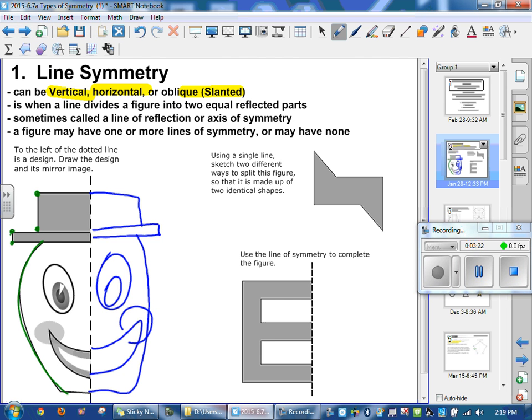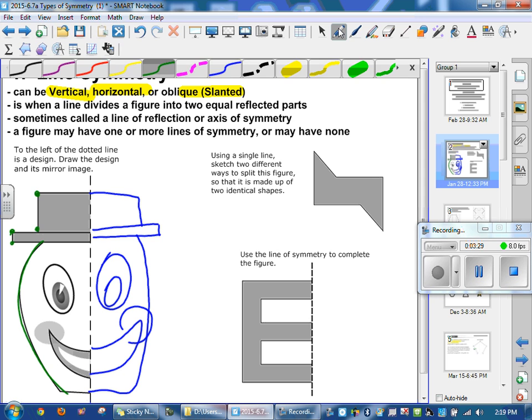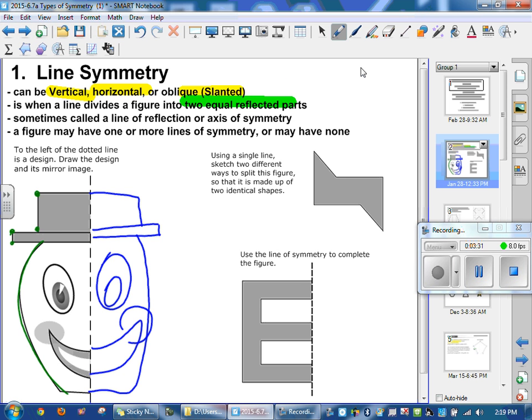So, line symmetry happens when a line divides it into two equal reflected parts. That's also important. Two equal reflected parts. It's also called the line of reflection or an axis of symmetry. That's what it's also called. So it may have more than one line of symmetry. It can have multiples where it can flip over and be identical on both sides. And it may have none. It can also have none.